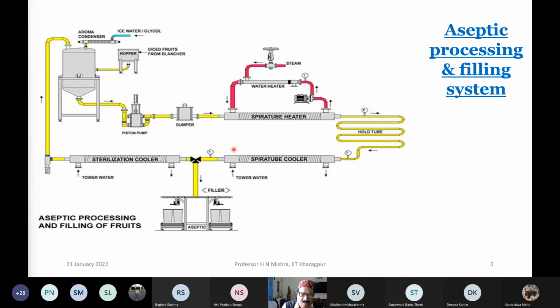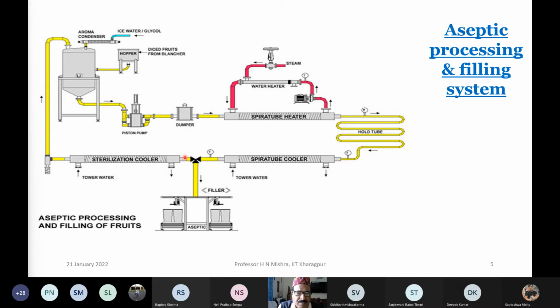Okay, so this is a schematic representation of an aseptic processing and filling system. This is the same process which is used for making any type of these foods, vegetable juices, etc. You can say that it is ice water or glycol or cooling water for diced fruit from the blancher, etc. Basically, from this you are getting a fruit pulp, or juice, or even a sterilizer. So this is one given for the pulp. Similarly, one has a different arrangement for those things.